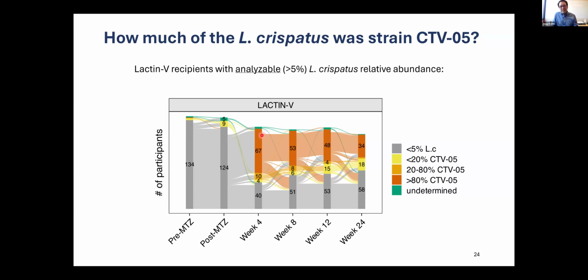What you can see is that at week 4, which is 4 weeks into treatment with Lactin-V, most women who had Lactobacillus crispatus had CTV-05, the strain of Lactobacillus crispatus in the LBP. But at the end of treatment at week 12, there were actually some women, in this case 15 women, who had dominance by a different strain of Lactobacillus crispatus. That was maintained even 12 weeks after stopping.